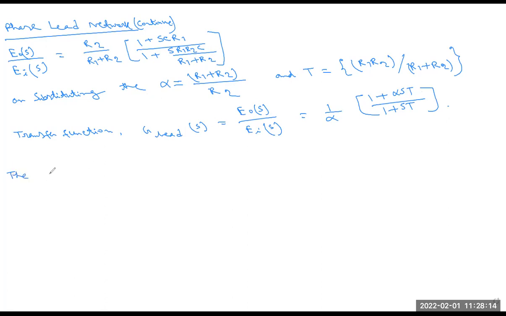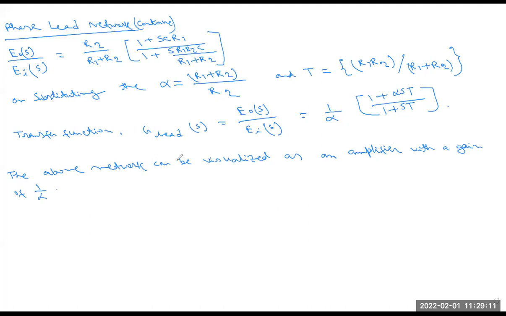So the above network can be visualized as an amplifier with a gain of 1 by alpha.